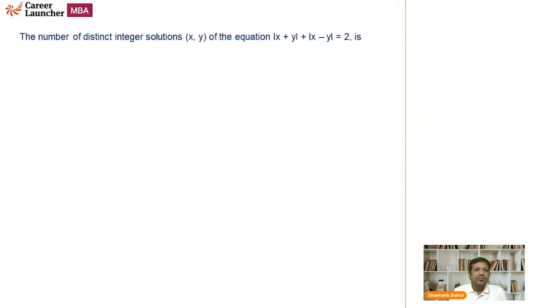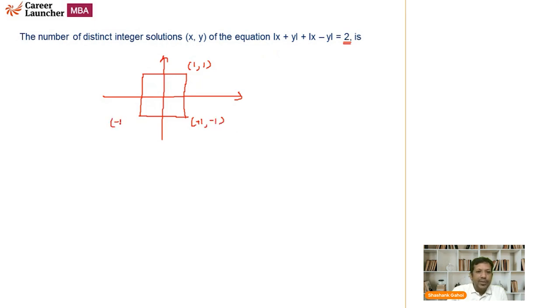Question number 10. Number of distinct integer solutions of this. Okay. So if I draw the graph, in this question, you don't have to do anything. You are directly going to get the number of integral points in this. So this corner point is going to be 1, 1, because this is 2. This point is going to be minus 1, plus 1, minus 1. This point is going to be minus 1, minus 1. And this point is going to be minus 1, 1.